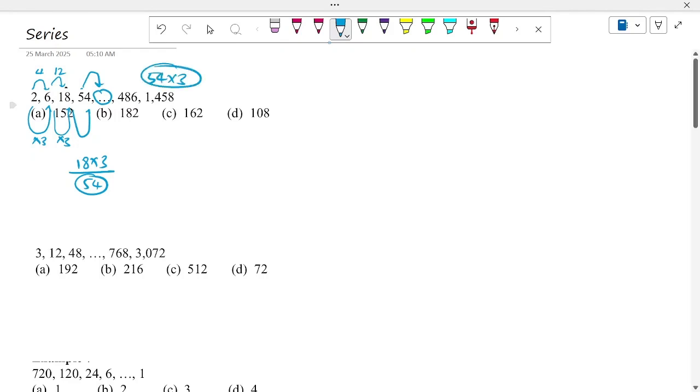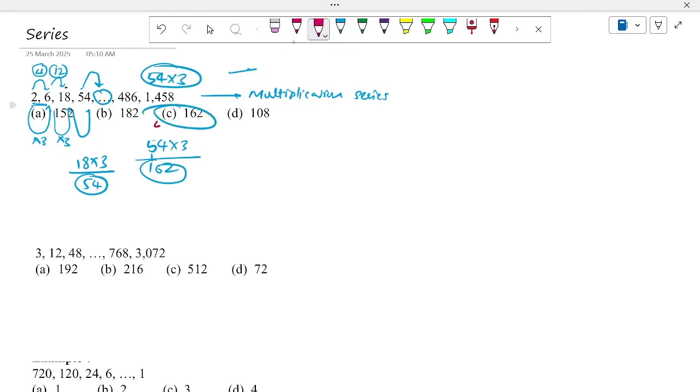You will get a multiplication series also. First you will try to find whether the difference is same or not. If it is not same, just check whether it is a multiplication series or not. We'll call it a multiplication series. It will take around 10 to 15 seconds to identify which series it is, and depending upon that, the answer of this question will be 54 into 3, 162. Okay, so option C is the correct one.